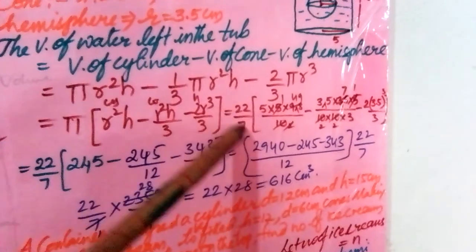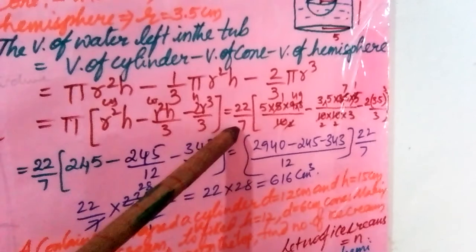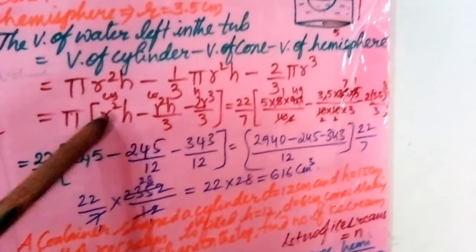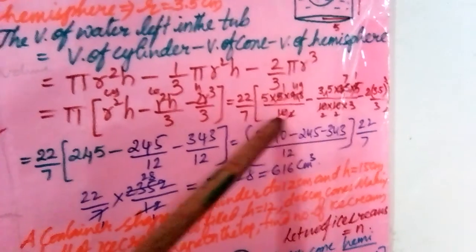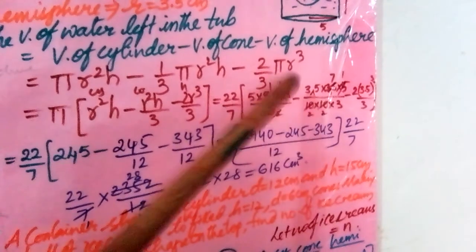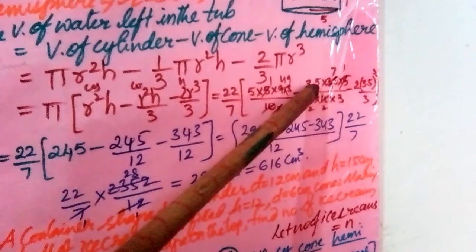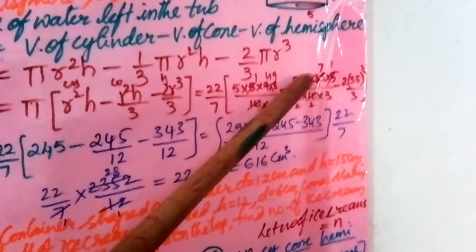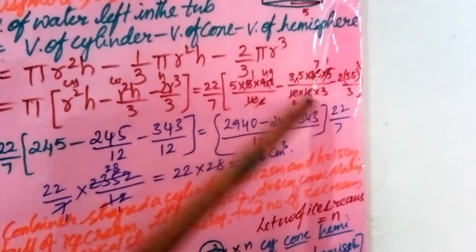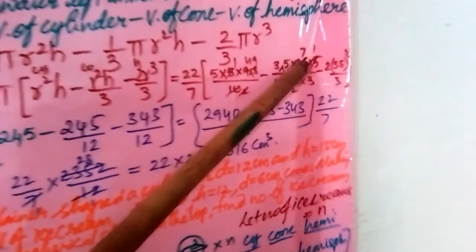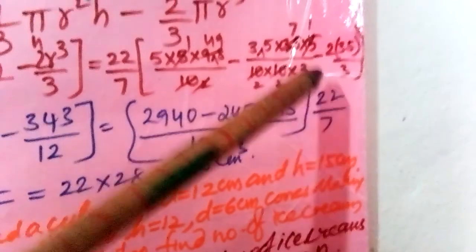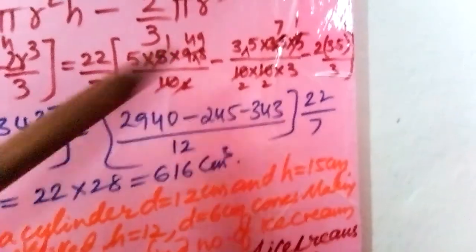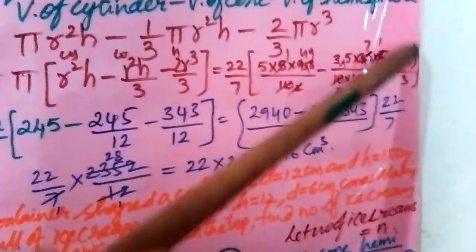Now you know the pi value, 22 by 7. R square, radius of the cylinder, 5 into 5 into 9.8. Decimal point deleted, then you will get 10 minus r square h. R square is nothing but the radius of hemisphere, 3.5 into 3.5, h is the height of the cone, 5, decimal point deleted, 10 into 10 into 3, minus r cube, 3.5 whole cube by 3.